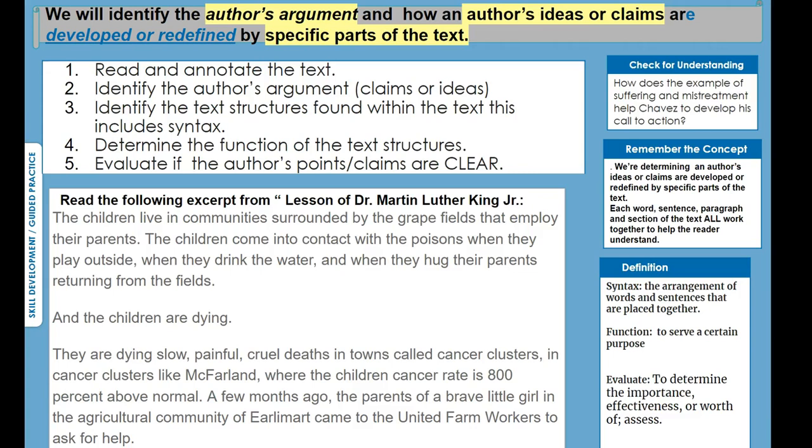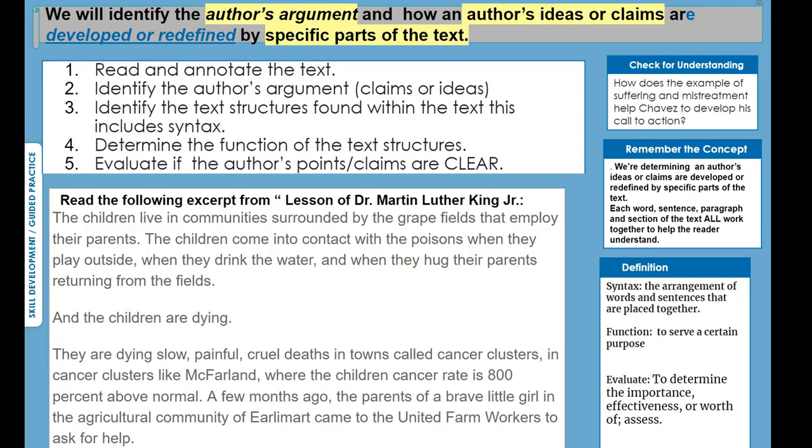The next thing, number 4, is determine the function. Function basically means the purpose. Again, you see these definitions to the right, and you need to make sure that you have these definitions written down. Number 5, evaluate. Evaluate means to judge. So we're going to judge if the author's points and claims are clear. If it's clear, that means it's easily understood.